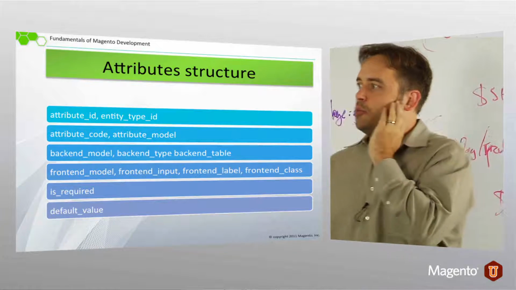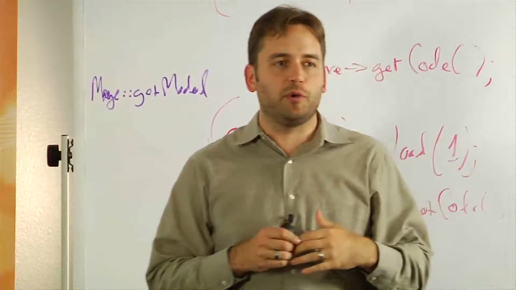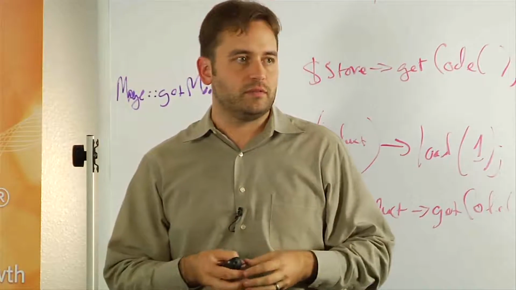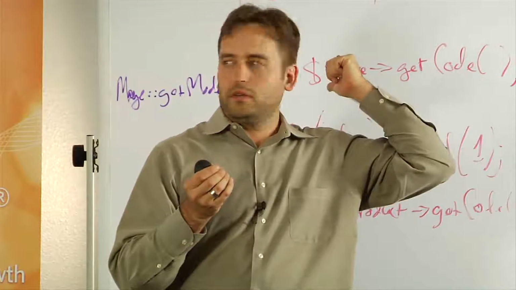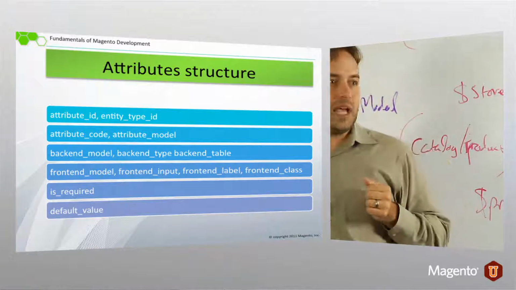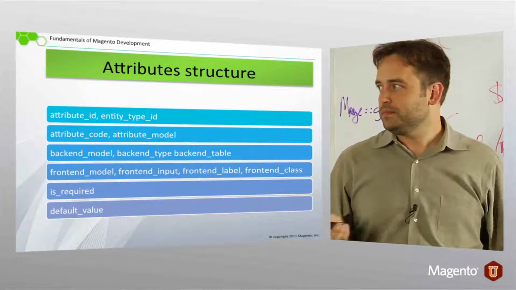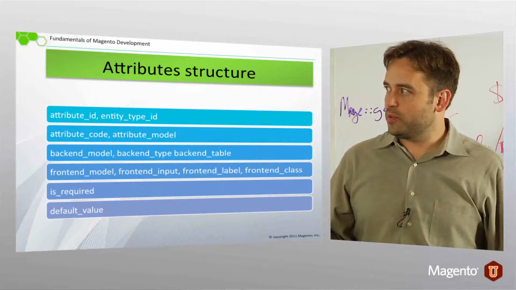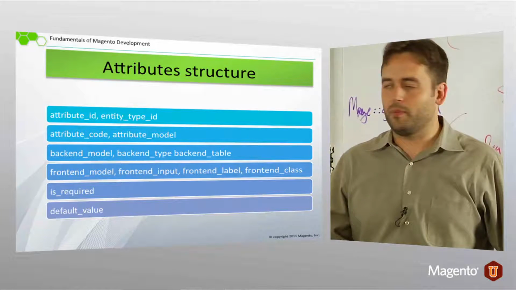Now, the backend model and the backend type. So a backend model, again, that's where we would have validation or any kind of conversion functionality that we need when we receive the data from the model and want to put it into storage. That's backend models. Backend type merely specifies where we're going to store that data. So for a catalog product entity, some attribute with a backend type of varchar would end up in catalog product entity varchar. That's all backend type is.